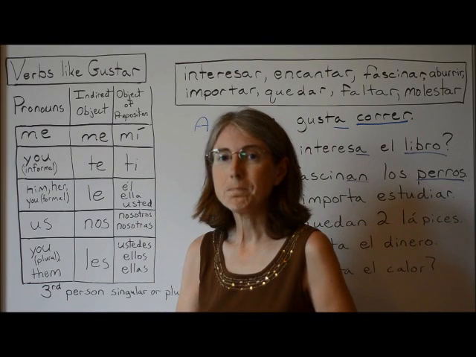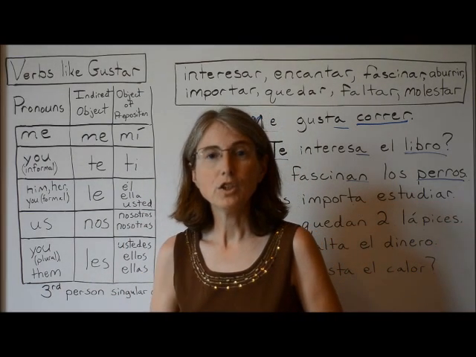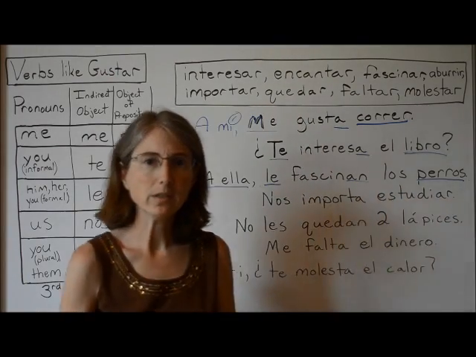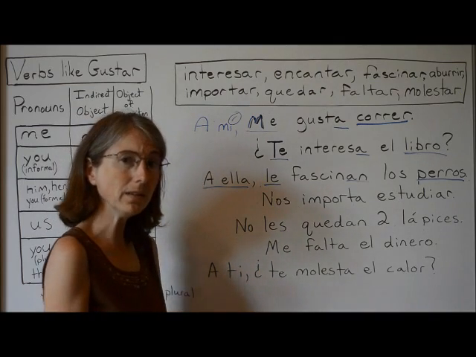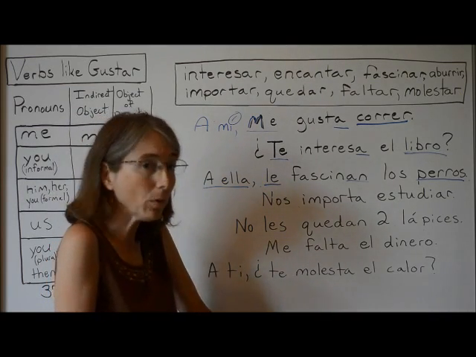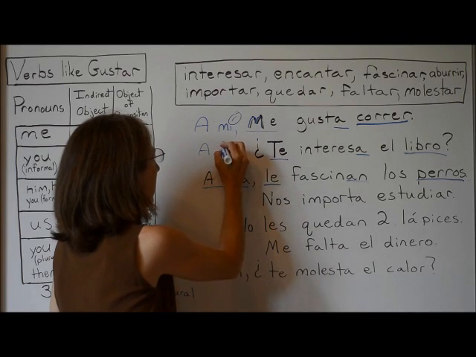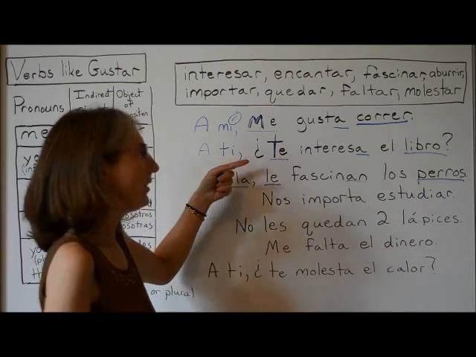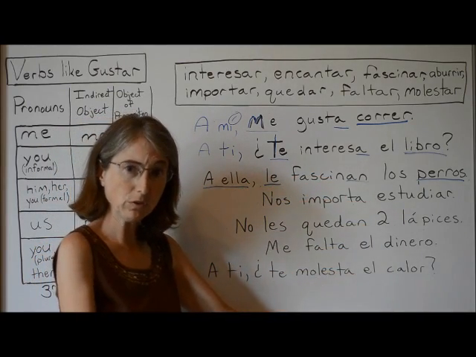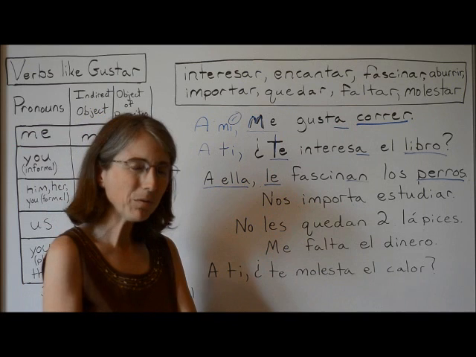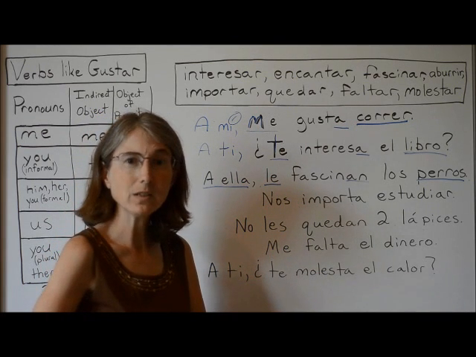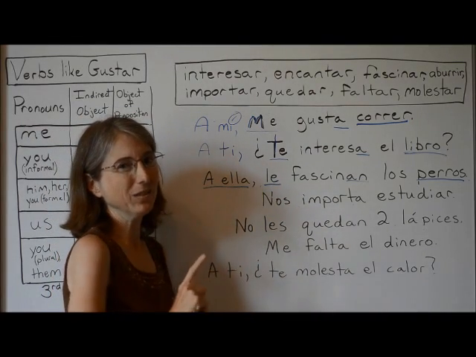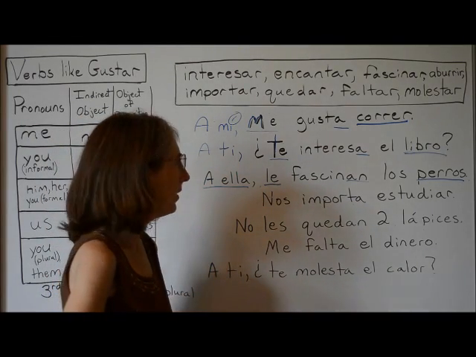Now, the prepositional pronoun for you informal is ti. Okay, so in this second example, we could say, a ti te interesa el libro? To you, is the book interesting to you? In English, that would be redundant. We don't say that, but in Spanish, it's grammatically correct and quite often used this way. Notice that ti does not have an accent mark. Only mí has the accent mark.